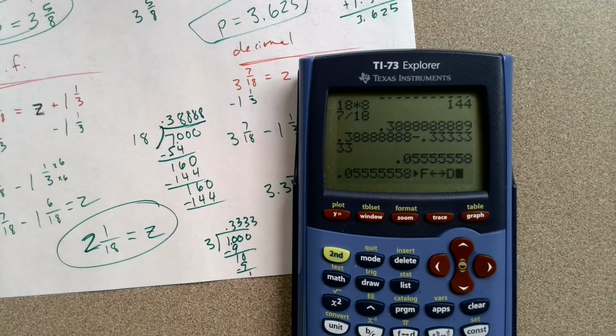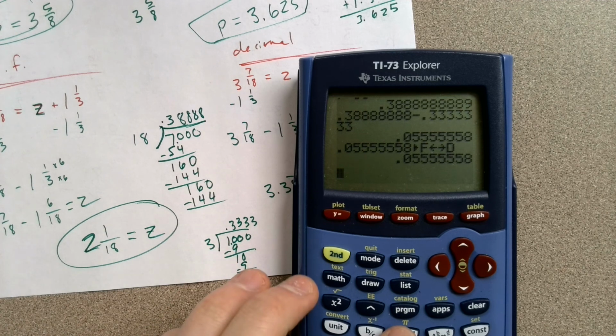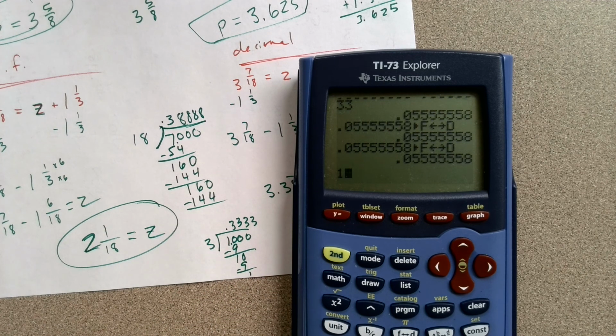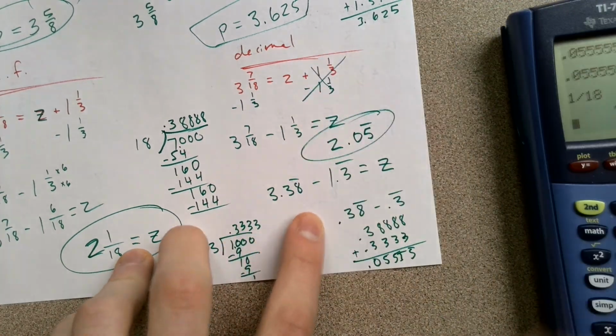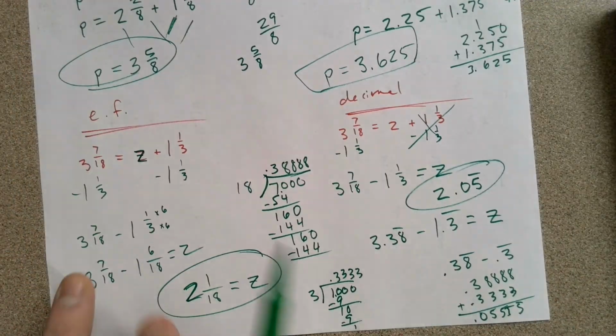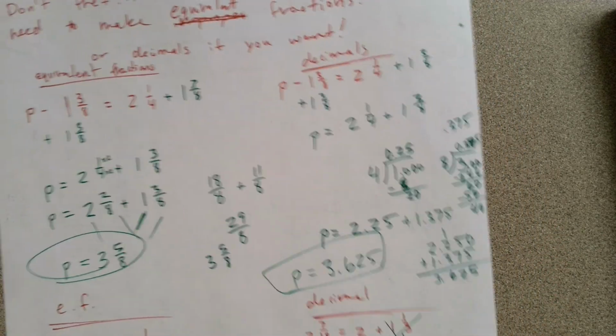I know this is a lot, but if I convert that to a fraction, I convert that the other way. 1/18 is going to be the same as 0.05 repeating. These are going to be the same answer. In this situation, I like the fractions more because it gives me an easier answer, easier subtraction, but the decimal is still doable.